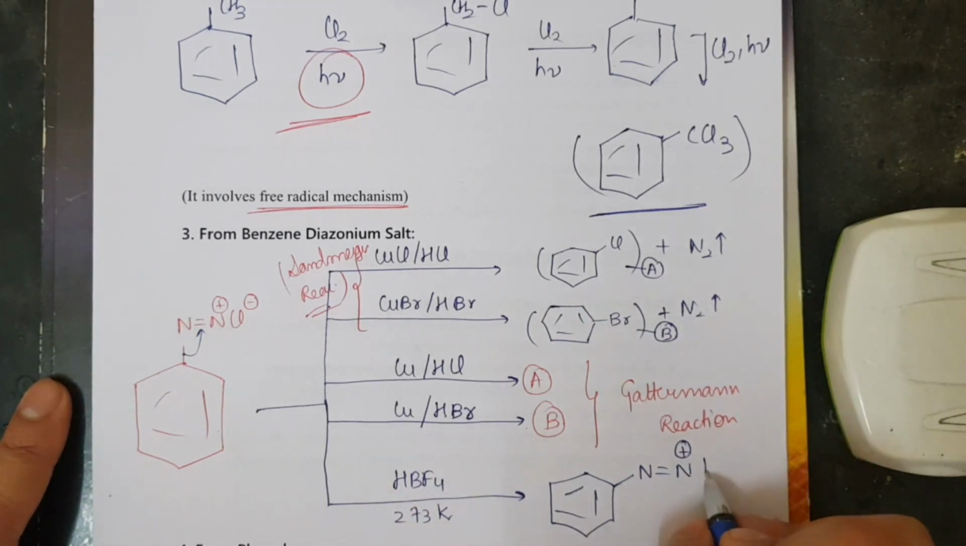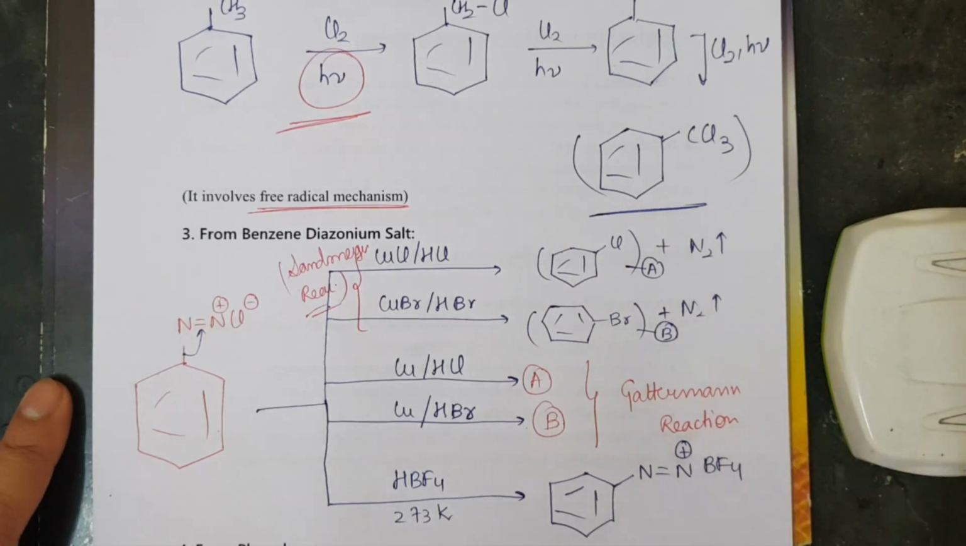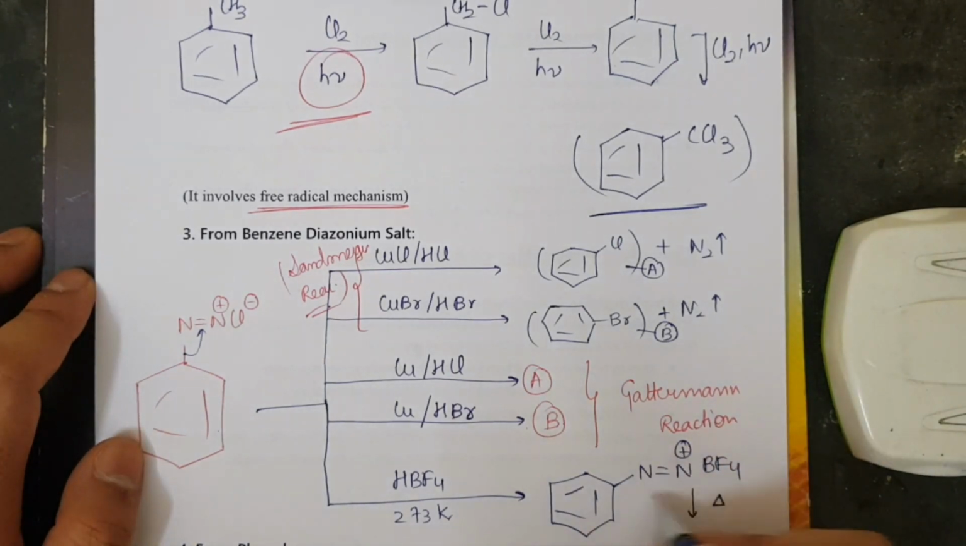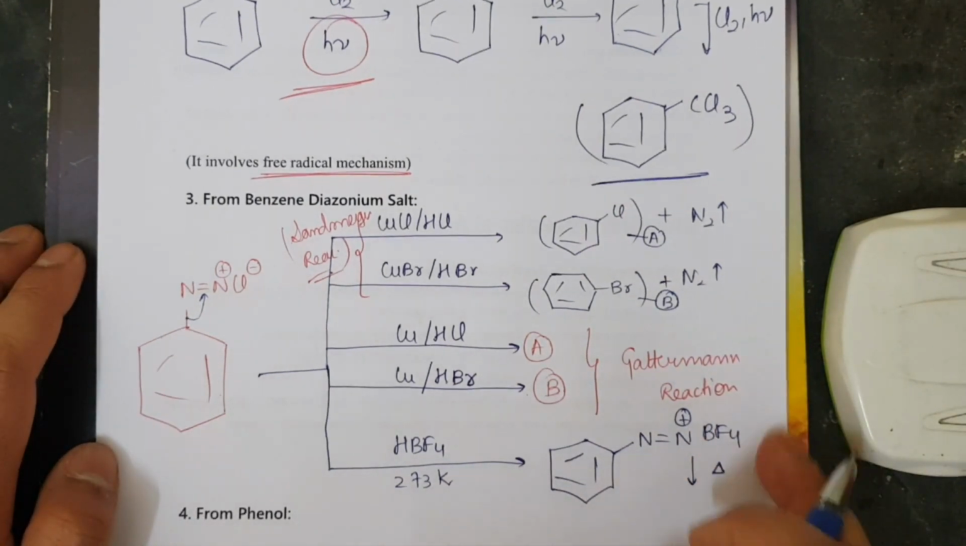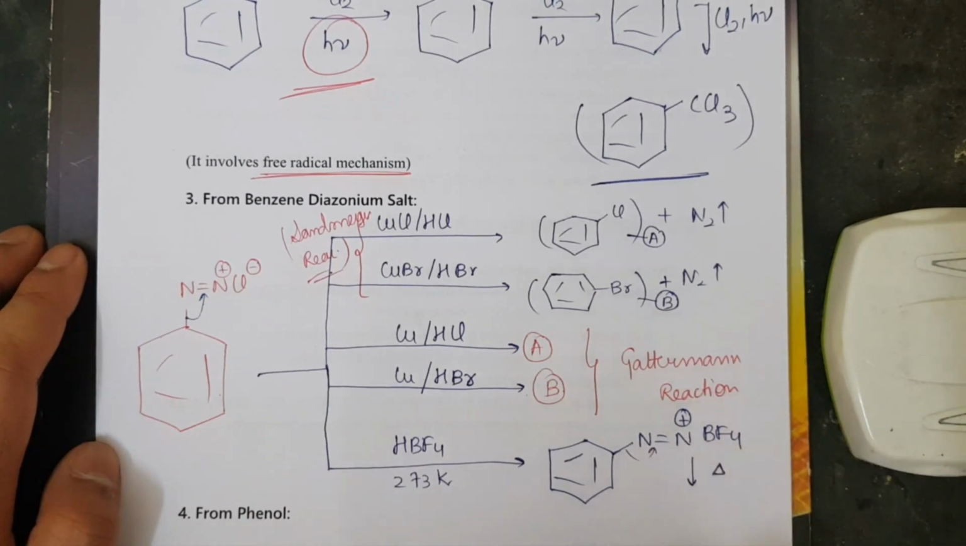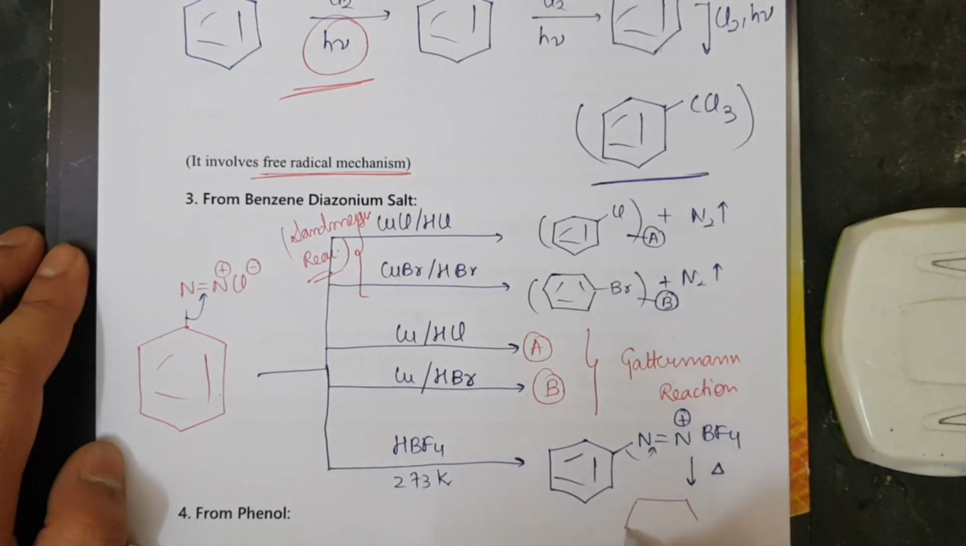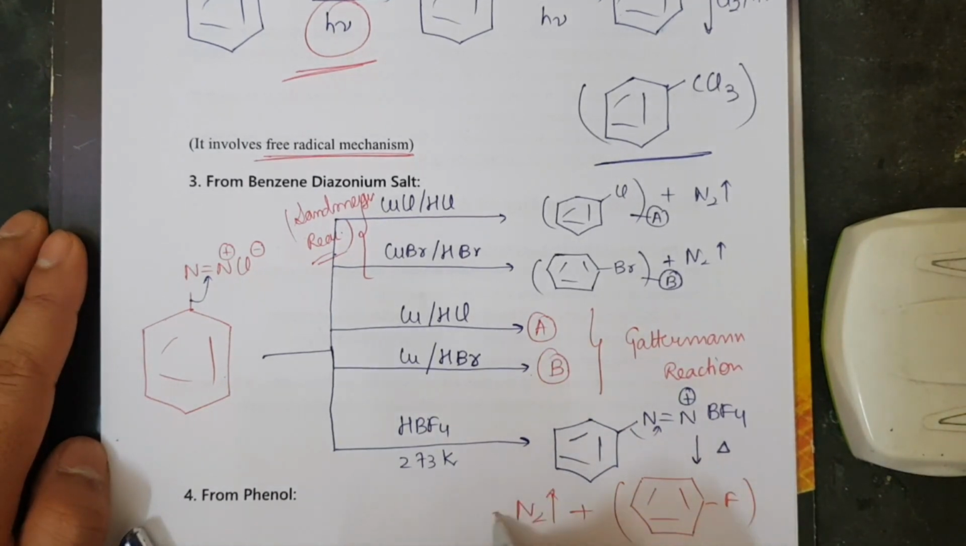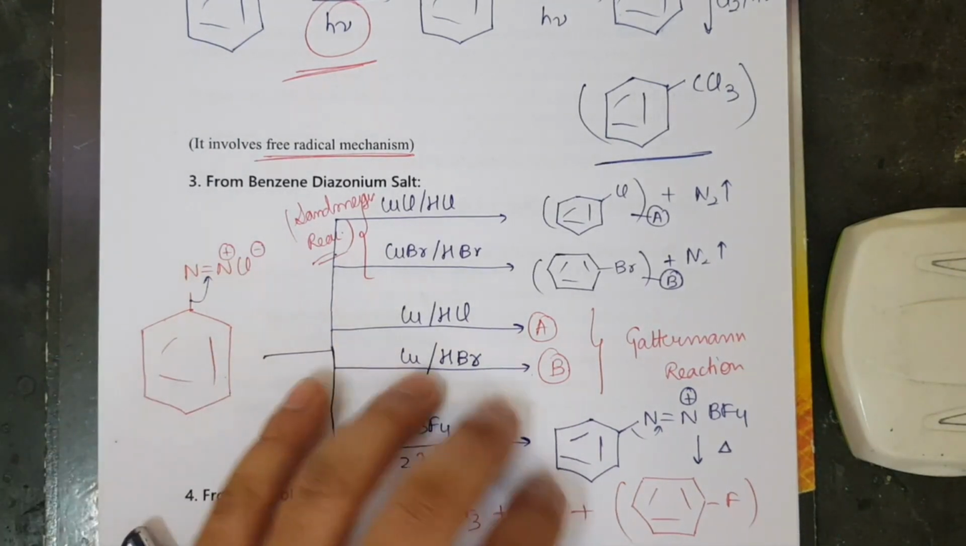Everything is logical. Here we have BF4 which I have written. Now we heat it. Now I have heated it, then we have the removal of the nitrogen from here and BF3 is also removed. So this reaction happens here, giving me the formation of the aryl fluoride, and nitrogen will be released and BF3 would also be there. Okay, so this is how you can form these things.